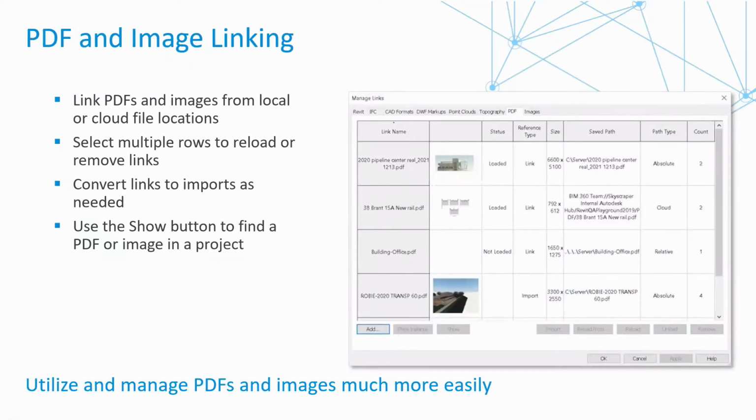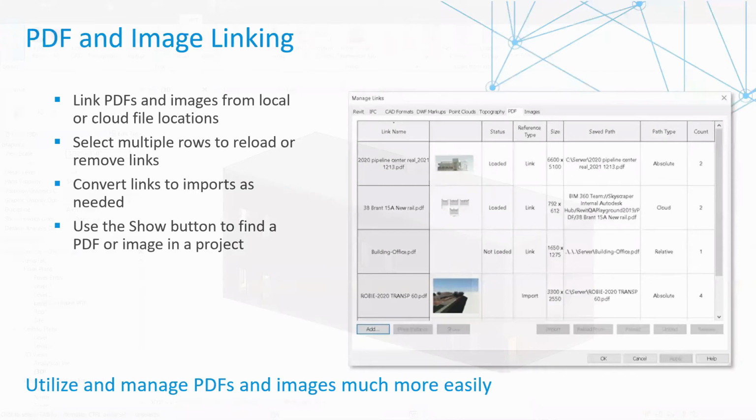Right now, what Autodesk have done, we've been able to import PDFs into Revit, but now we have the ability to link PDFs and images from your local machine or from your cloud file locations. With this ability, we're also able to select multiple rows to reload or remove links. We're able to convert links to imports as needed, and also use the show button to find a PDF or image in a project, which is very useful.